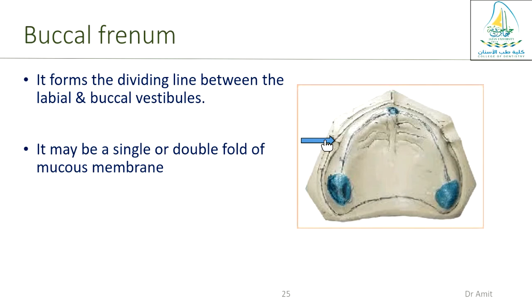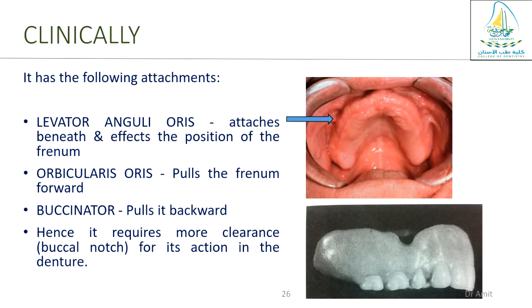Same like the labial frenum, we have the buccal frenum. It forms the dividing line between the labial vestibule and the buccal vestibule. So in between we have the buccal frenum. It can be a single fold or it can be a double fold of mucous membrane. Now clinically when we see, we have different insertions of muscles beneath it. First of all, we have levator anguli oris, which lies beneath this fold of mucous membrane.